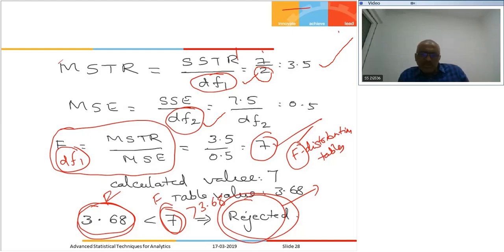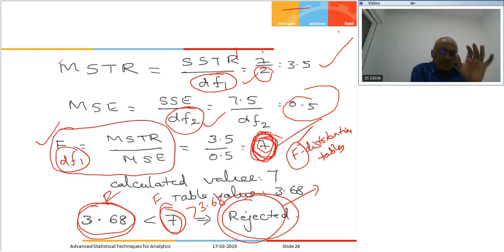So we get MSE. Once we have this, we go for the test or F statistic, MSTR by MSE, where we get some value, that is 7 here. So this is the value we calculated, based on the discussion of what we have within the groups and between the groups.